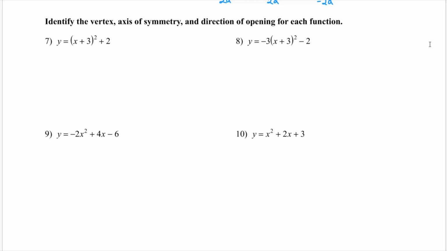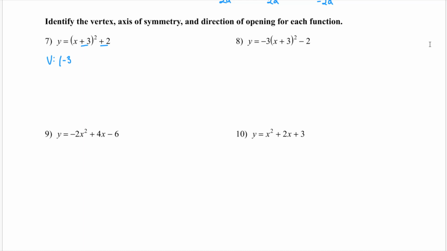Vertex form, the vertex is staring us in the face, so we don't have to do any work whatsoever. We do have to remember that what happens inside of our parentheses is the opposite of what we think should happen, because what's inside is part of the super secret opposite society. So this plus 3, which is affecting x, and x is left or right, this plus 3 isn't telling us to go right 3, it's actually telling us to go left 3. So our vertex is negative 3, comma, and the 2 on the outside is telling us to go up 2. I don't know why I put the plus sign, I don't need that plus sign there.